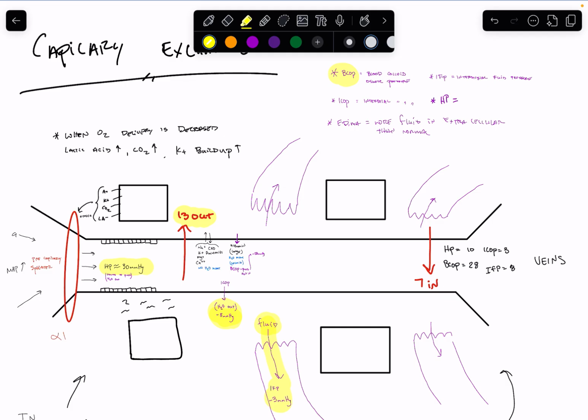One other important thing to note is that when O2 delivery is decreased, it's going to increase lactic acid, increase CO2, and increase potassium. And so what happens is we see a decrease in extracellular fluid. And so that's kind of one of those things that's related to dehydration, actually, I don't even know if that's true at all, what I just said.